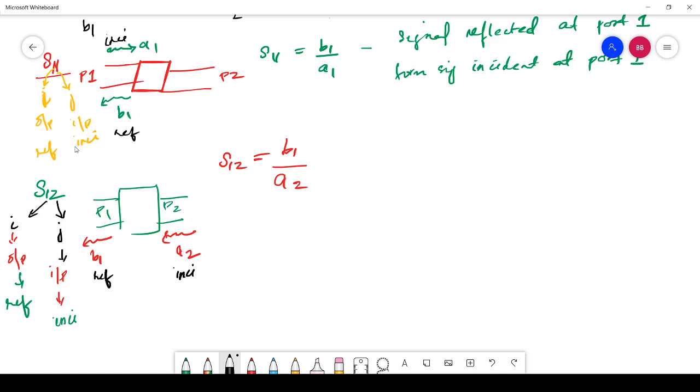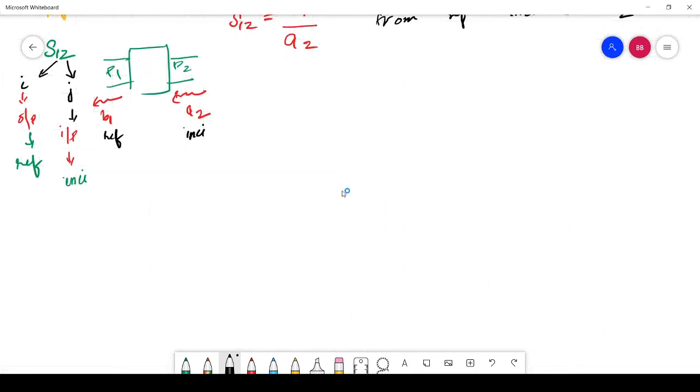Okay, so I can refer to S12 as the signal reflected at port 1 from the signal incident at port 2, right? So in the same way you can write S21 and S22.